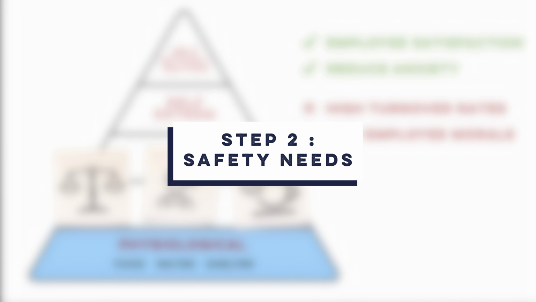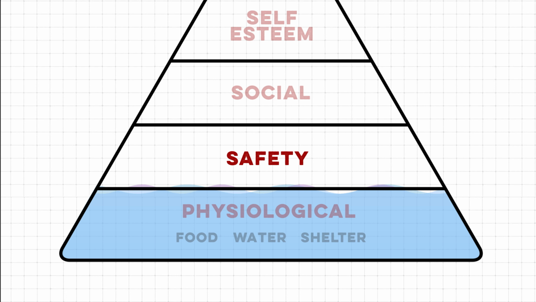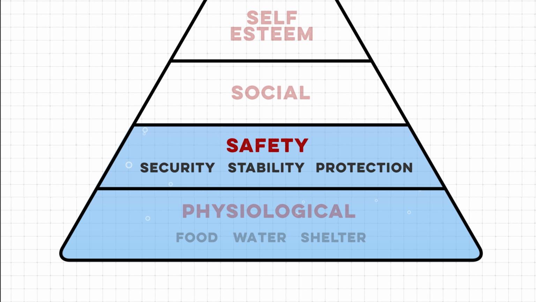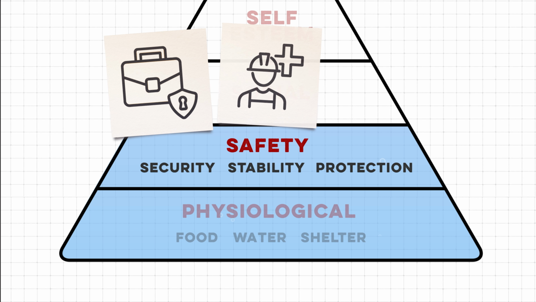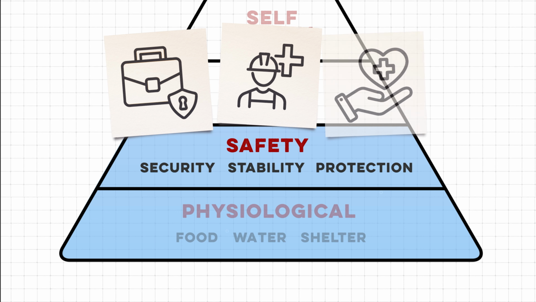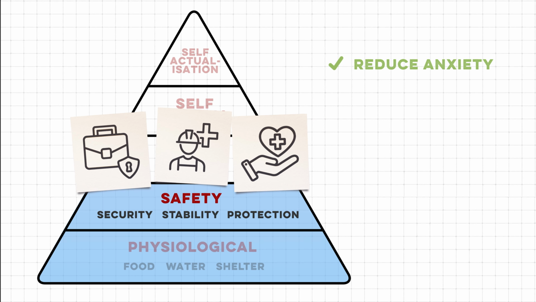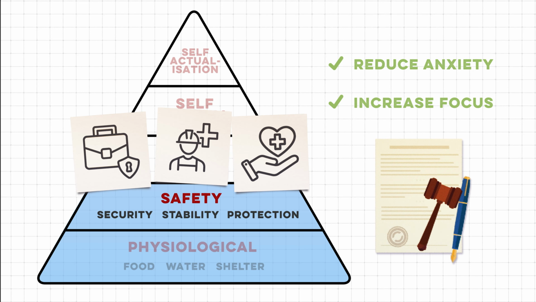Step 2 is the safety needs. Safety needs include security, stability, and protection from harm. For businesses, this means offering job security, a safe work environment, and benefits such as health insurance. Addressing safety needs can reduce employee anxiety and increase their focus on work tasks. Maintaining a safe work environment is also part of legal compliance and an ethical business practice.